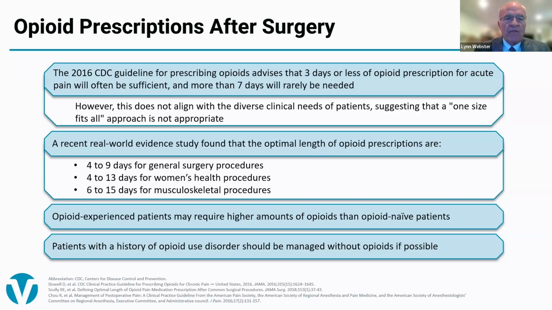There are two other important factors. One is that opioid experienced patients may require higher amounts of opioids than people who are basically opioid naive. And a patient with a history of opioid use disorder, which is not the same thing, probably will need to be managed differently and should be managed without opioids if it is possible.